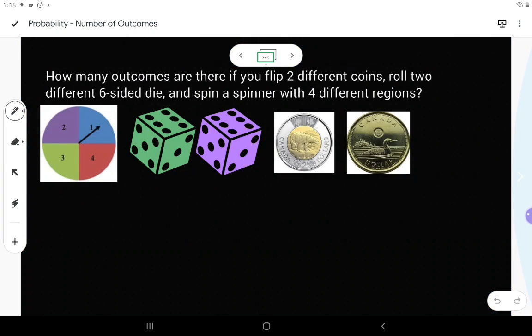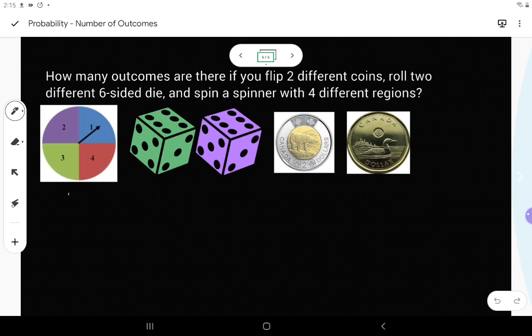And I can make this as complex as we want. How many outcomes are there if you flip 2 different coins? So in this case, we've got a toonie and a loonie. And we roll 2 different 6-sided dice. We've got a green one and a purple one. And we spin a spinner with 4 different regions, right? We've got a blue 1 and a purple 2 and a green 3 and a red 4. We have 4 different outcomes there. So how many possible outcomes could there be?